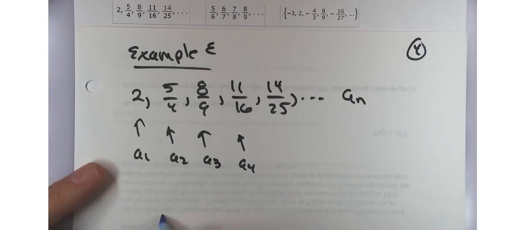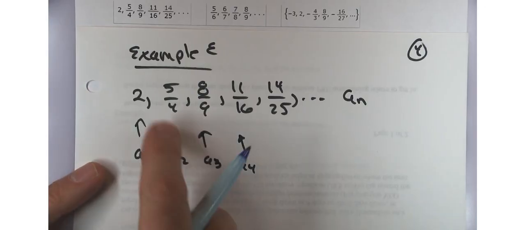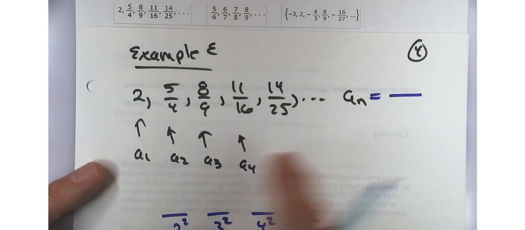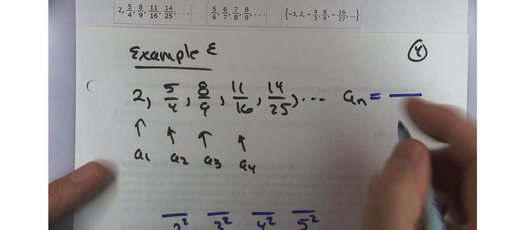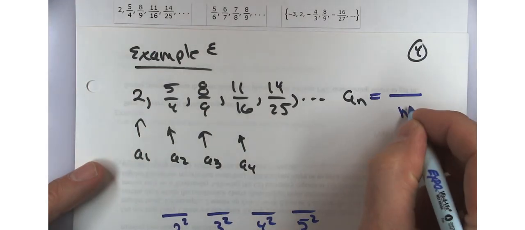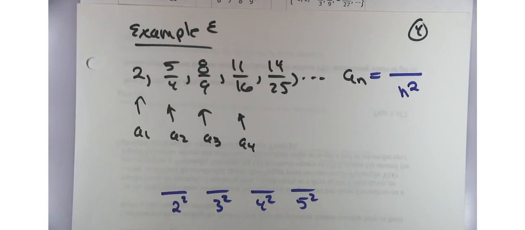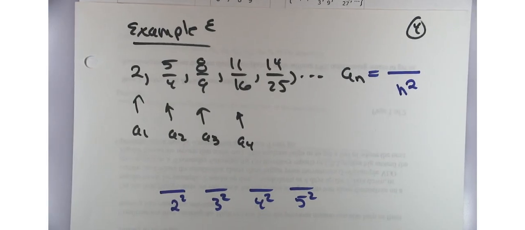Nice. The denominators are perfect squares. So for instance, I've got 2 squared, 3 squared, 4 squared, 5 squared. So that's a good start. So a sub n is going to have that number squared. In other words, there's going to be an n squared term in the denominator. So looking good there.